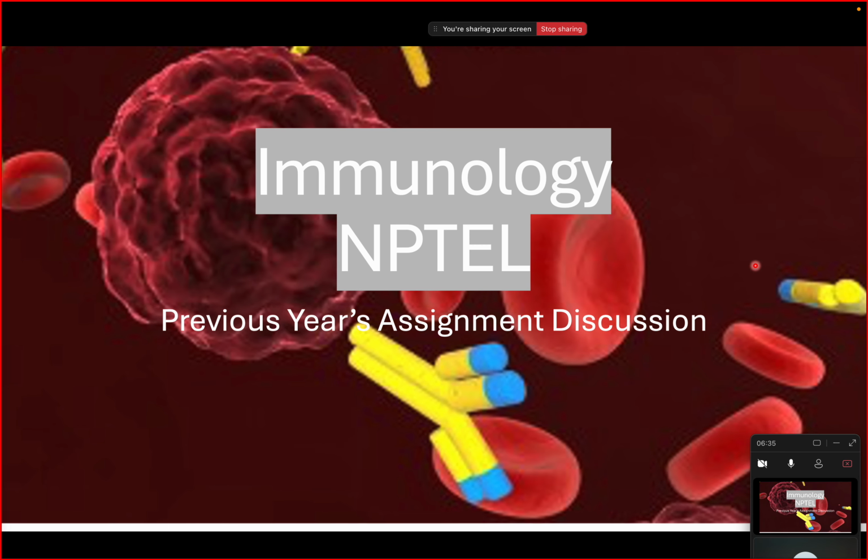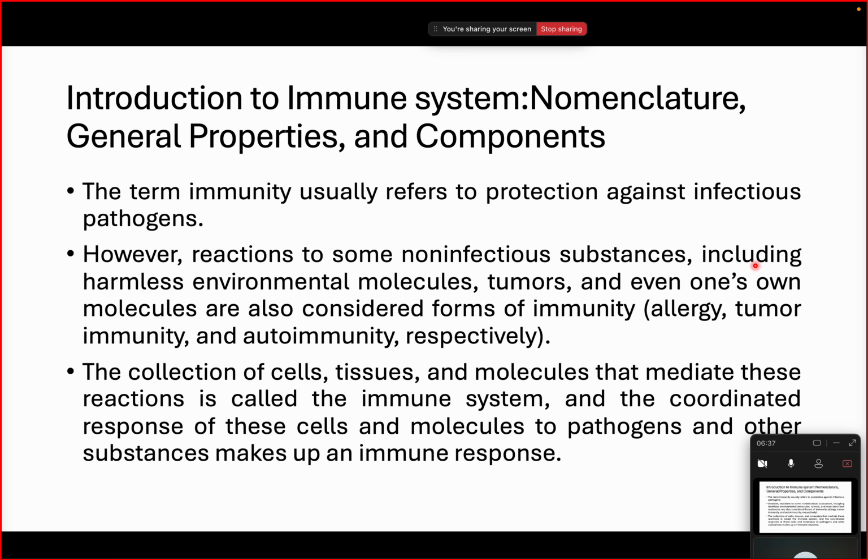So we're gonna start with how we started our particular sessions. We started basically with the basic introduction to immune system, which included some basic nomenclature, general properties, and components of it. So if we talk about the nomenclature, basically the term immunity usually refers to protection against infectious pathogens.